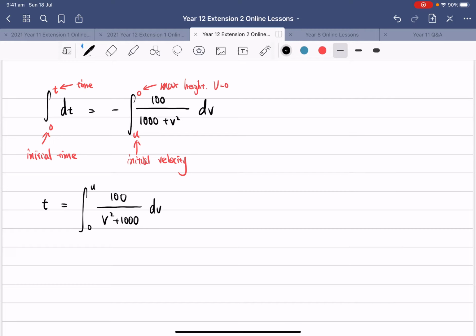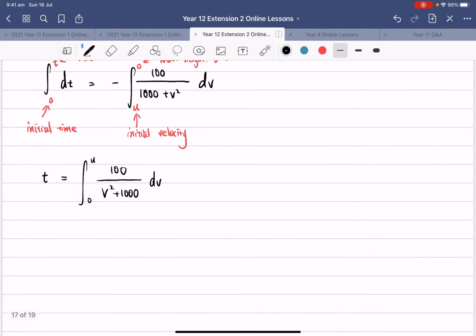Okay, so once this is done, now what is this about? This is the inverse tangent integration here. All right, inverse tangent. So let's do that.